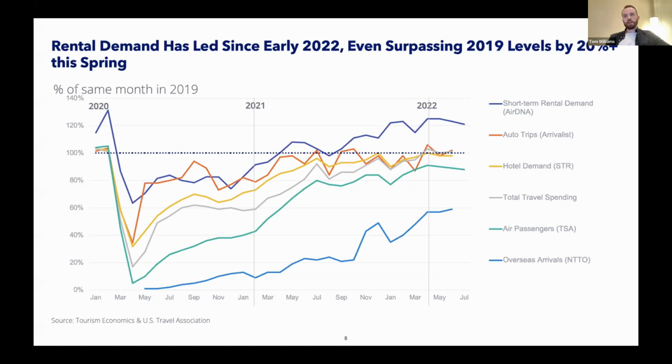So we've seen a return in travel. Here you can see how the pandemic has impacted different sectors of the tourism industry. In March of 2020, you can see that travel all but stopped as the pandemic started. And since then, there's been a gradual return to those travel patterns. You can see that hotel trips and auto trips have kind of recovered. And if you look at the blue line here, which represents short-term rentals, you can see that they've already surpassed that by over 20%.